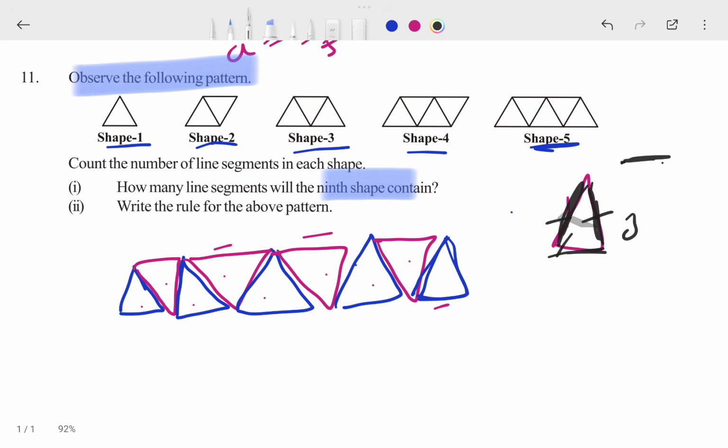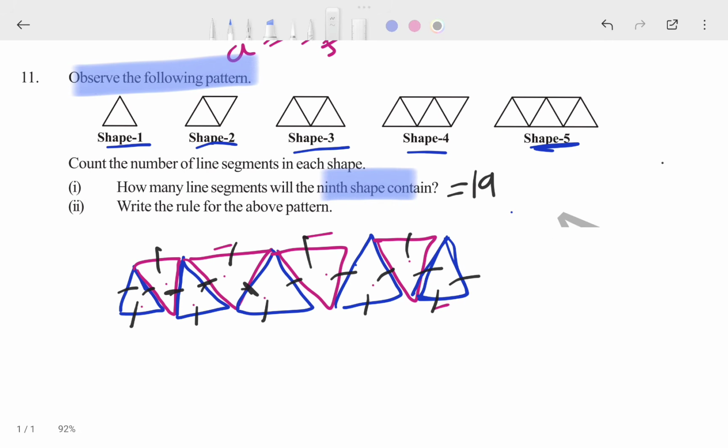So here how many line segments are contained? This is 1, 2, 3, okay, this is 4, this is 5, this is 6, this is 7, this is 8, 9, 10, 11, 12, 13, 14, 15, 16, 17, 18, 19. So in total how many are there? Total 19 line segments are there, okay.